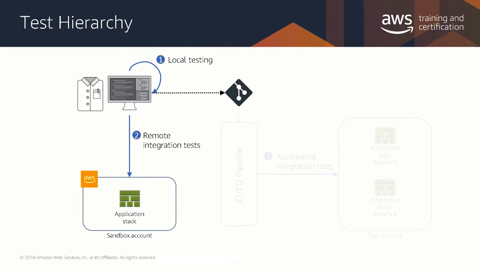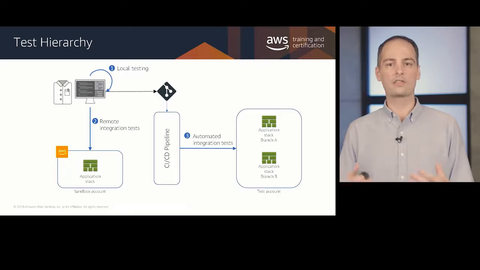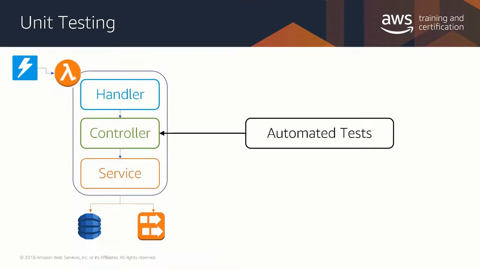talked about previously. And then finally, having an automated pipeline that's running integration and acceptance tests against these other various environments that provide a gate for doing production deployments. So let's first talk about local testing strategies.